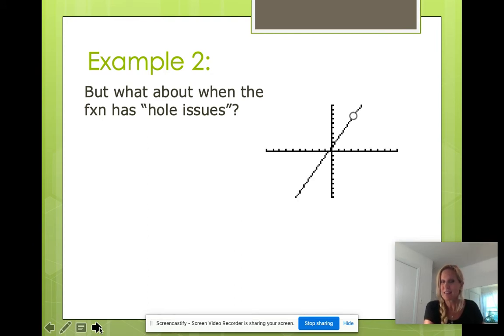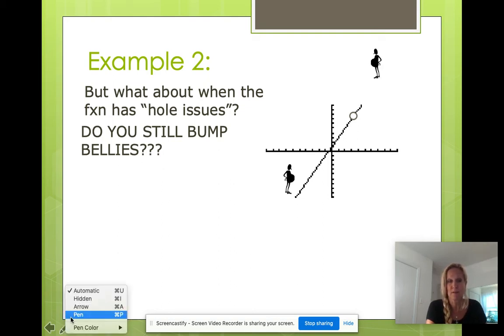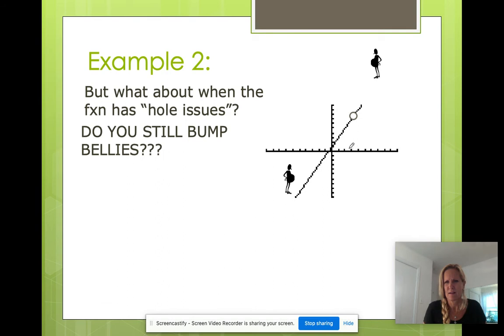Here's a function that has a hole. Do you still bump bellies? Right? So let's suppose I still want to know about the limit. There's a hole at 3, 7. What if I still want to know what is the limit as x approaches 3 from both sides of this function?